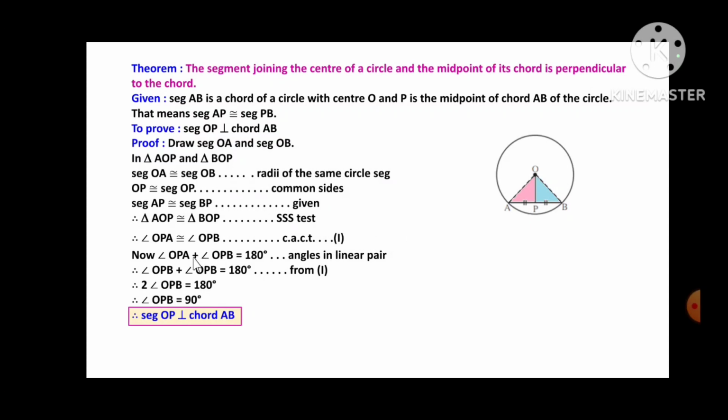So we'll consider the corresponding angles. Angle OPA is congruent with angle OPB. But angle OPA and OPB form a linear pair. So the addition of these two angles is 180. But in the previous step, in statement 1, what did we write? OPA and OPB are congruent. So OPA can be replaced with OPB. OPB plus OPB is equal to 180. So twice OPB is 180. So OPB is 90. As this angle OPB is 90, what can we write? OP is perpendicular to chord AB. So these are the two theorems. By using these two theorems, we will consider the problems.